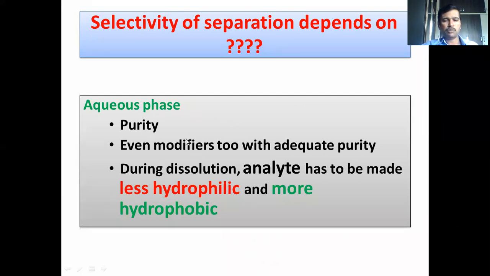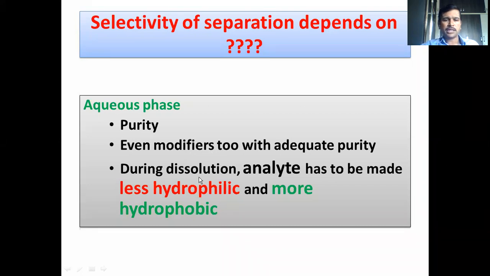Whatever aqueous phase you are using, it may be water or an acidic solvent or basic solvent or complexing agent or chiral agent or ion pairing agent or high ionic strength buffer, it must have greater purity. Utmost purity is very essential. Not only this, we sometimes use modifiers in order to modify the polarity of the aqueous phase, organic modifiers. Even in the presence of these modifiers, the purity of modifiers is also very important. They must not make the solvent impure.